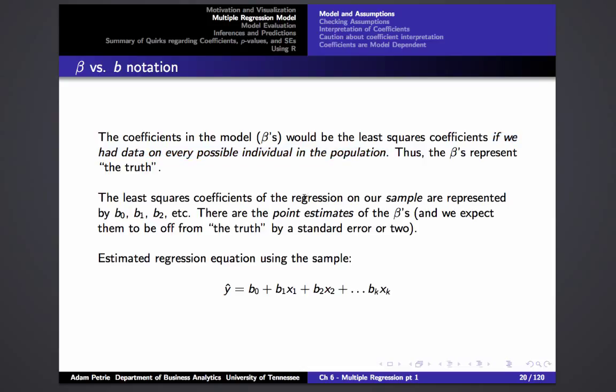But to make the differentiation, we're going to call those estimated coefficients b0, b1, b2 instead of beta 0, beta 1, etc. So the coefficients that we get out from our sample are the point estimates of the betas. They're essentially our best guess of what they are, but we expect them to be off from the truth by a standard error or two. So we'll get more into that a bit later.